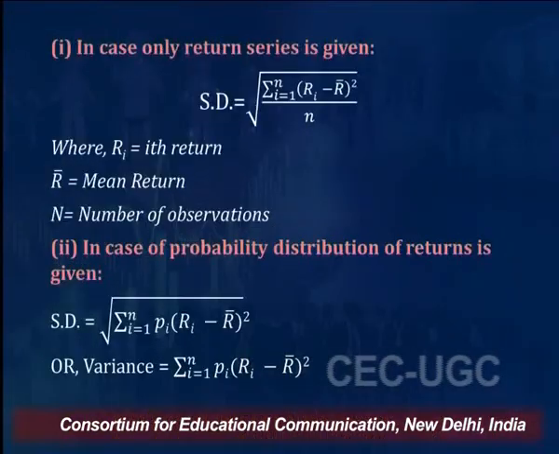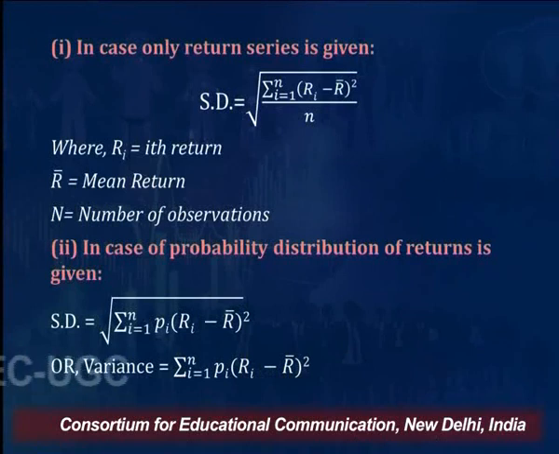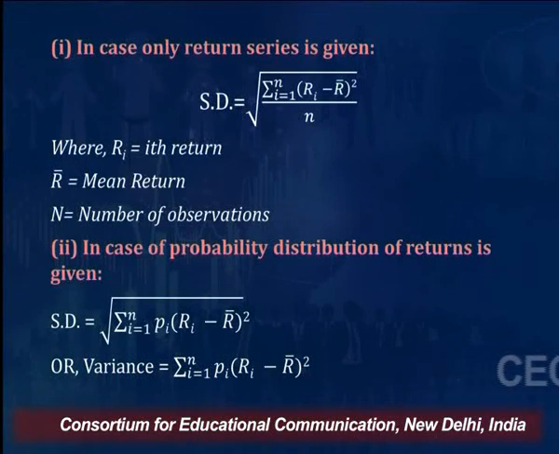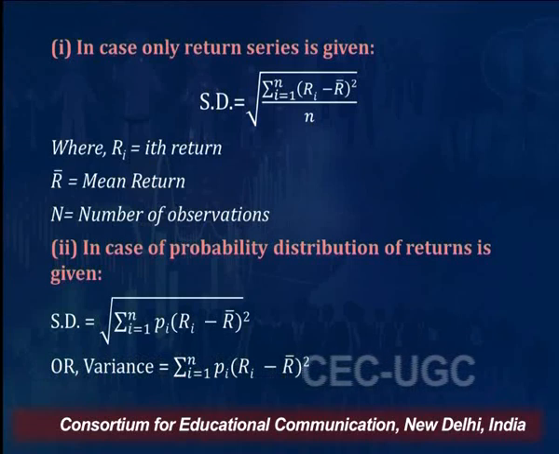Standard deviation is equal to, there is a formula which you use while calculating the standard deviation, which is a measure of risk, that is, square root of summation from i equal to 1 to n. It means if there are a number of observations, from the first observation up to the nth observation. If there are 10 observations, n will be 10. So from the first to the 10th observation, all the observations will be summed, right?